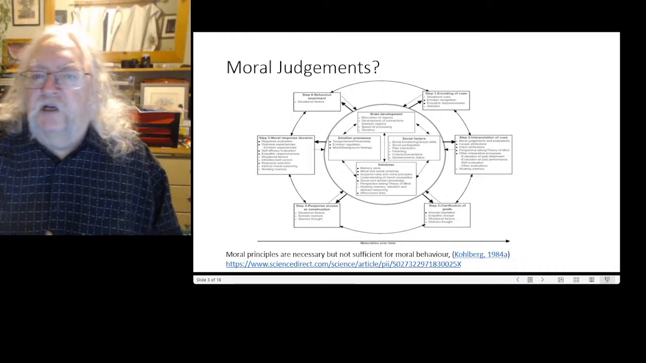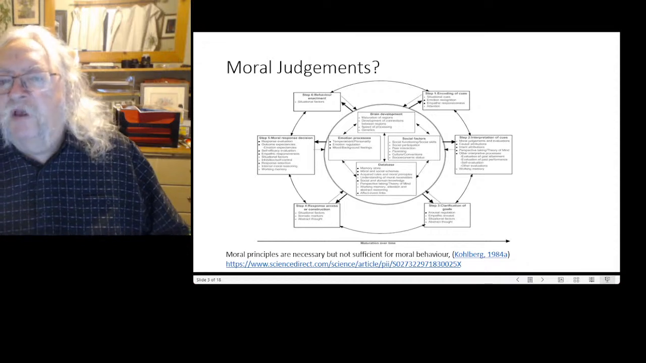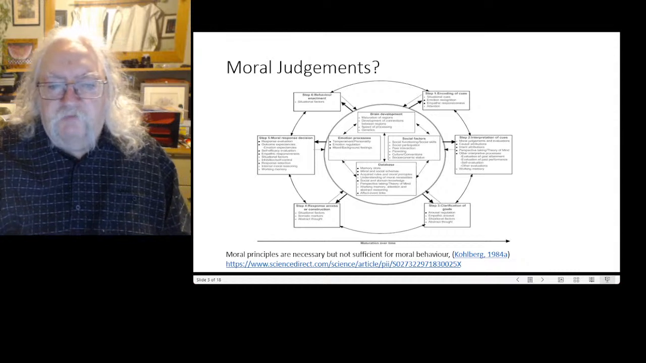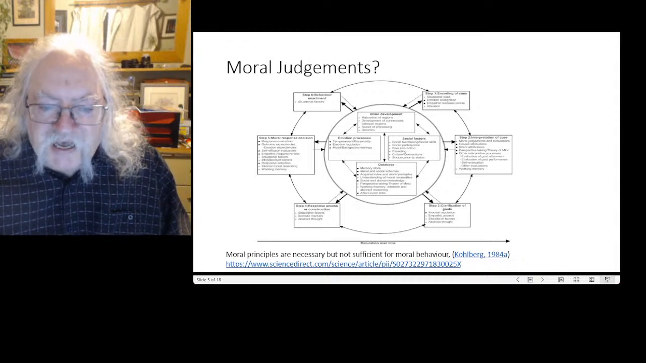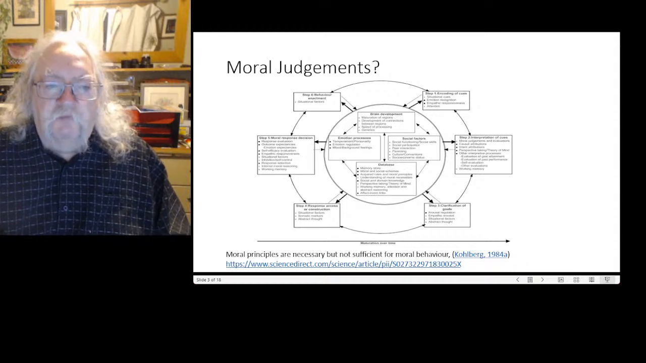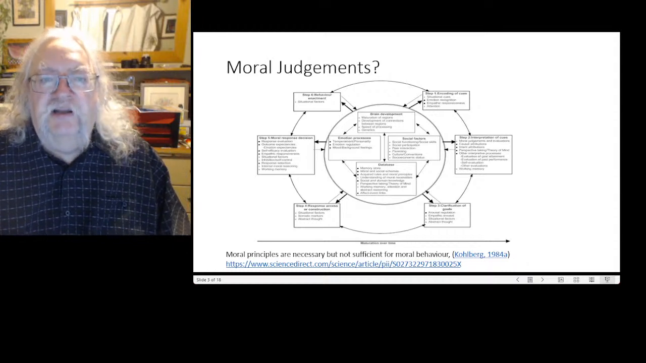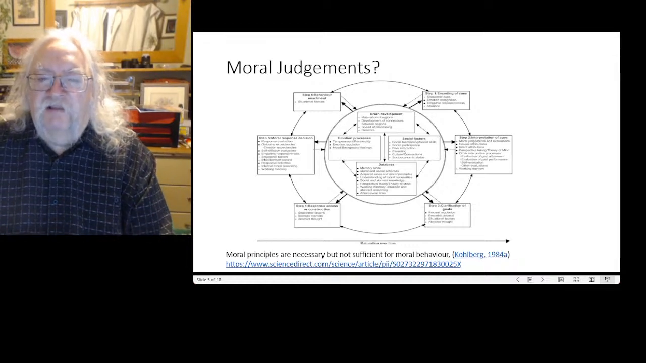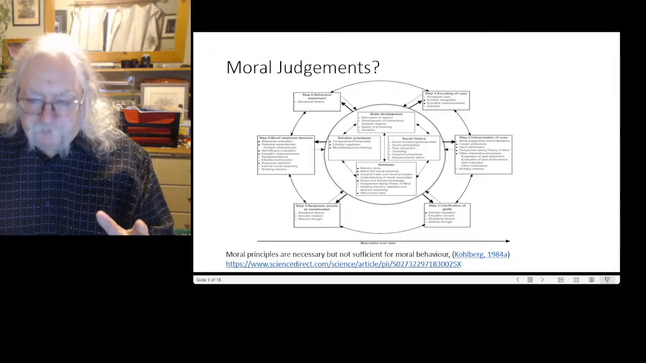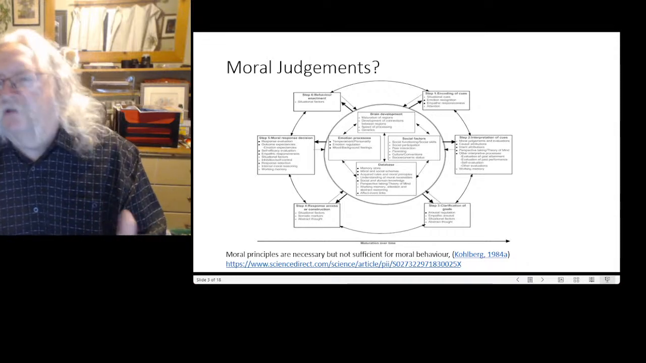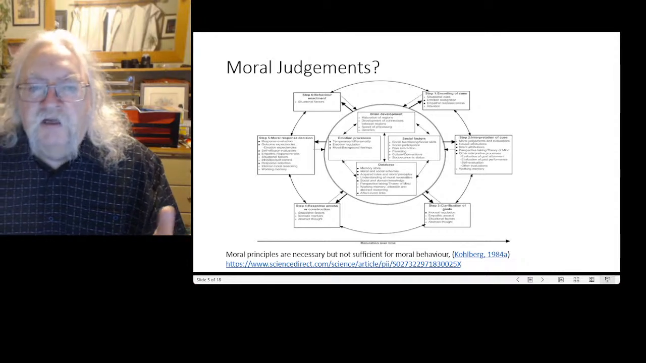Look at the steps: encoding of cues, interpretation of cues, clarification of goals. Step 4, response access or construction. And then 5, moral response decision, and then finally behavior enactment. And these occur around an environment based on brain development. So there's the Piaget element.